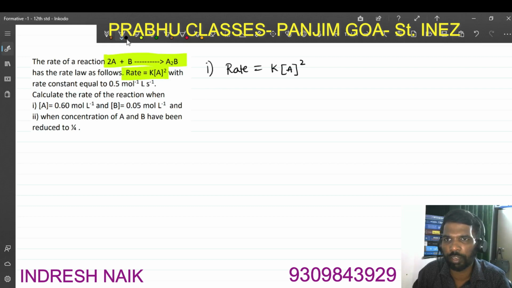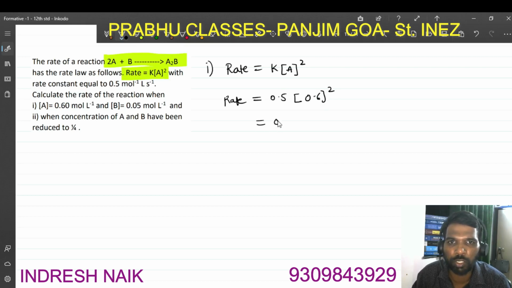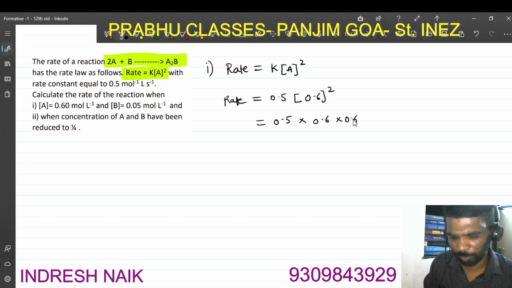Calculate the rate constant for the reaction, right? Calculate the rate of the reaction. So what they are saying is that when A is 0.60 and B is 0.05, whatever the concentration of B may be, the rate is not dependent on it. So rate is equal to k, which is given to be 0.5 per mole liter per second. And what is the concentration of A? It is 0.6, the whole square. So this is 0.5 into 0.6 multiplied by 0.6. It is this simple.